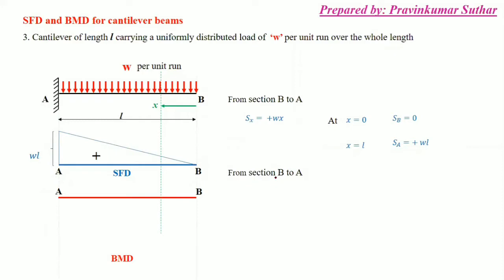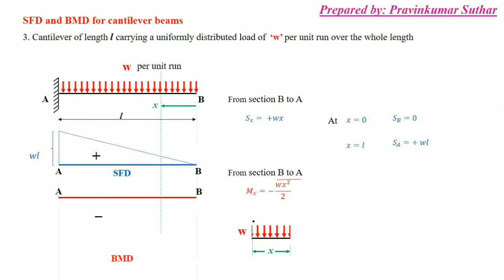And again, in this we'll move from the free to the fixed end. So here Mx is equal to minus wx squared by 2. So this is the equation. Minus because of the sign convention, or we can say simply hogging will be there. So this is negative, and the value of the bending moment is wx squared by 2.